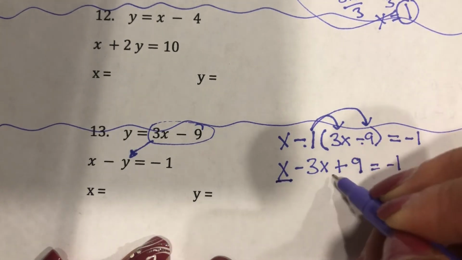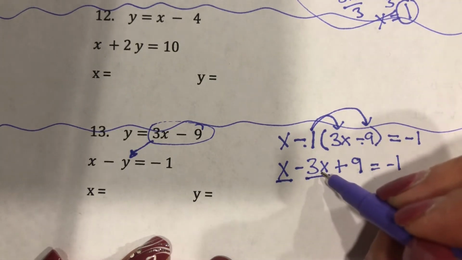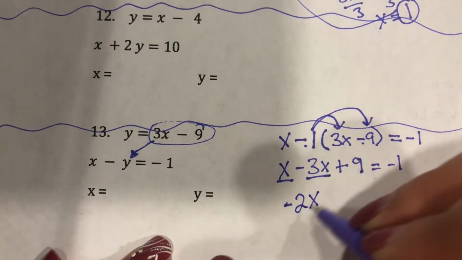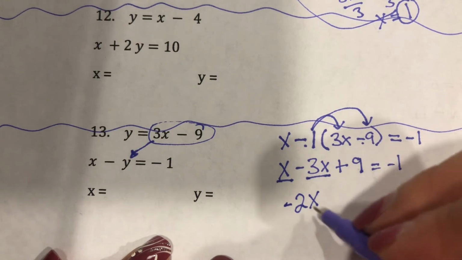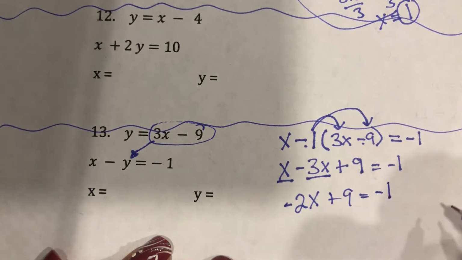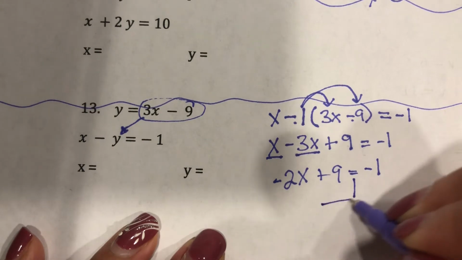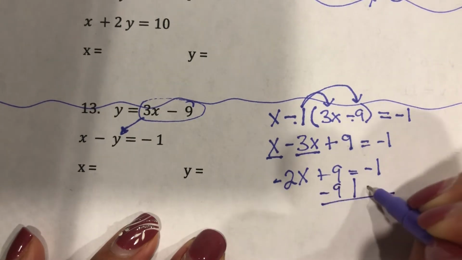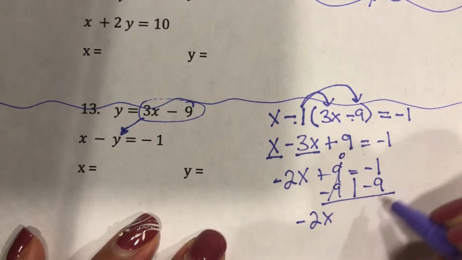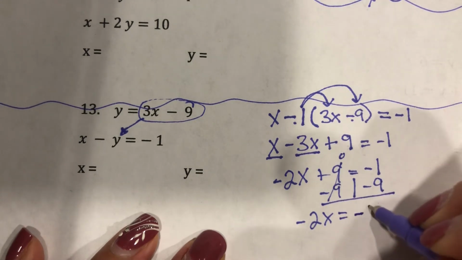So combining like terms, I have an x and a negative 3x. That means I have $1, I'm spending 3, so I need 2x. I need 2 more in order to be able to do this. Plus 9 equals negative 1. I have to get the x by itself, so I need to get rid of this 9. So instead of adding 9, we're going to subtract 9. So I get a negative 2x. Those guys go away, equals, I owe you $1, I owe you 9, so now I owe you 10.